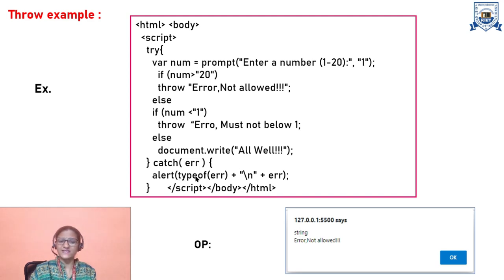You are printing the type of error, no? So it will give the type of error. It is in the form of string, and the err means the message. It will display the message, and the message is error not allowed. I have provided a value greater than 20. So this has been thrown inside the catch. It will be trapped. It will display the type of error, which is string, and along with the message, error not allowed.